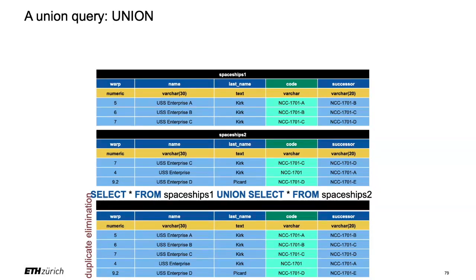Now you might notice I have 3 tuples in spaceships1, 3 tuples in spaceships2. That should give me 6, but I can only see 5 here. Why is that? There is a duplicate. Can you see the duplicate? C, exactly, Enterprise C. So there is a duplicate. And indeed, when you write this union in PostgreSQL, PostgreSQL eliminates the duplicates.